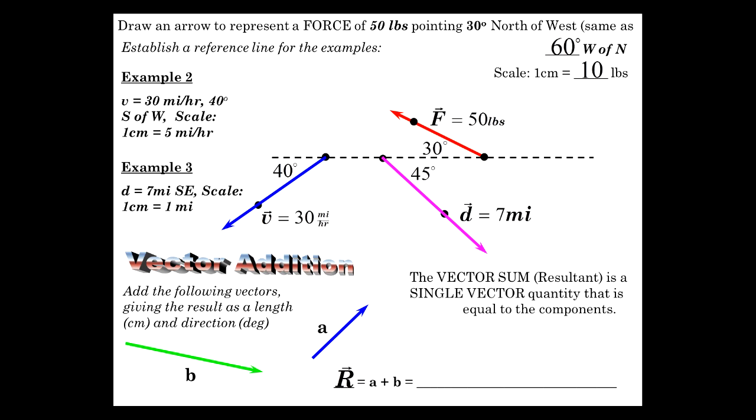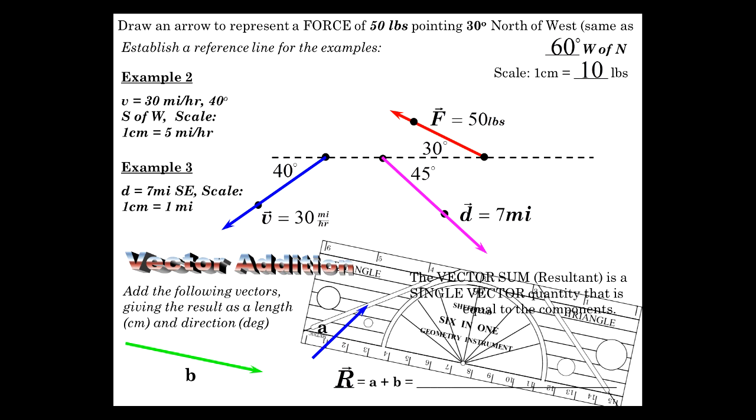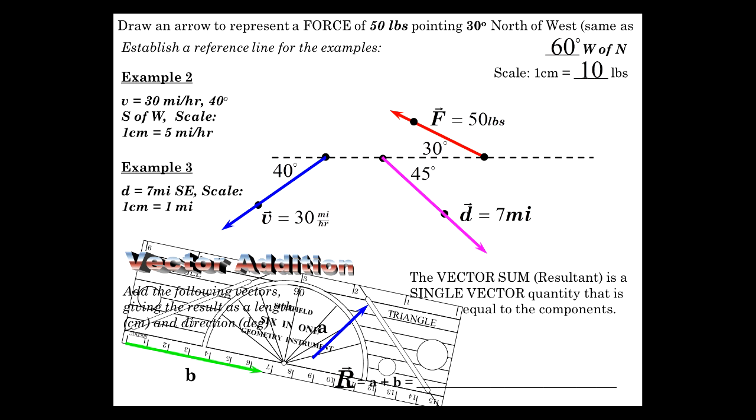Here's vector A and vector B. The idea is that the resultant R is A plus B. Notice I don't have the arrows on these. And as long as you know what you're dealing with, I don't really care if you designate them with an arrow or not, as long as you know how to treat them as a vector.